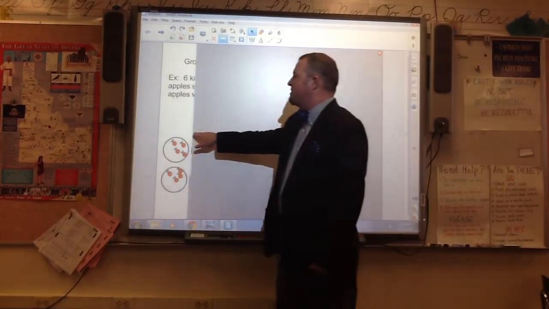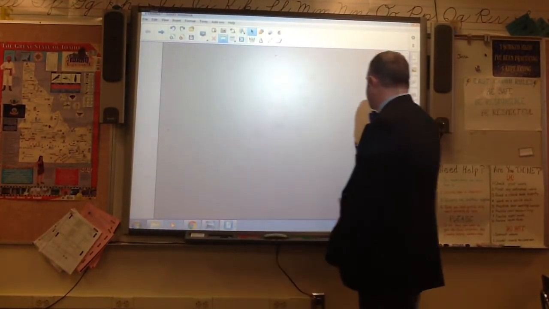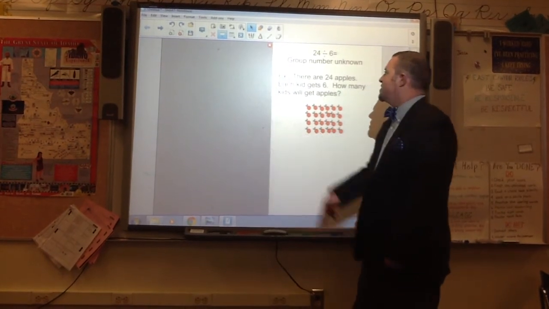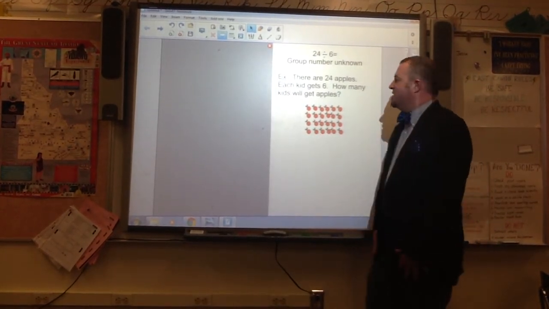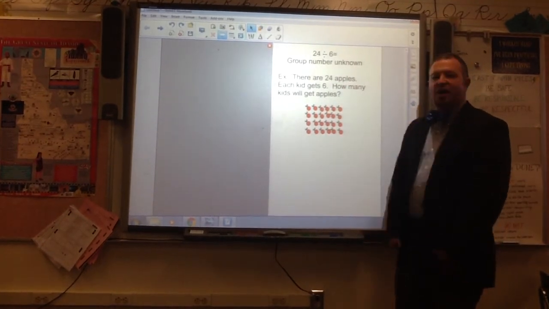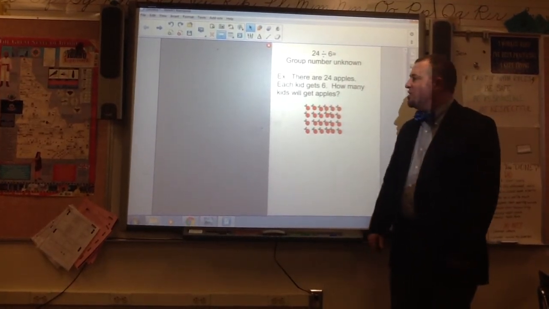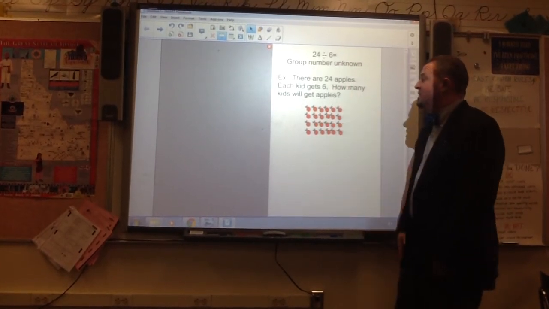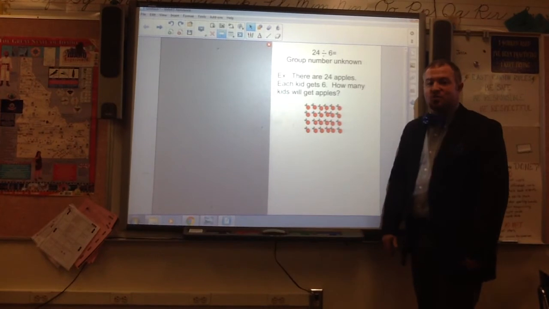The other problem that we do with the same 24 divided by 6 equaling 4 is the group number unknown. And in this problem, we have the same amount of apples, but we don't know how many kids will be getting apples. We do know how many apples each kid will be getting, though. Each kid will be getting 6. So we want to know how many kids will be getting apples.